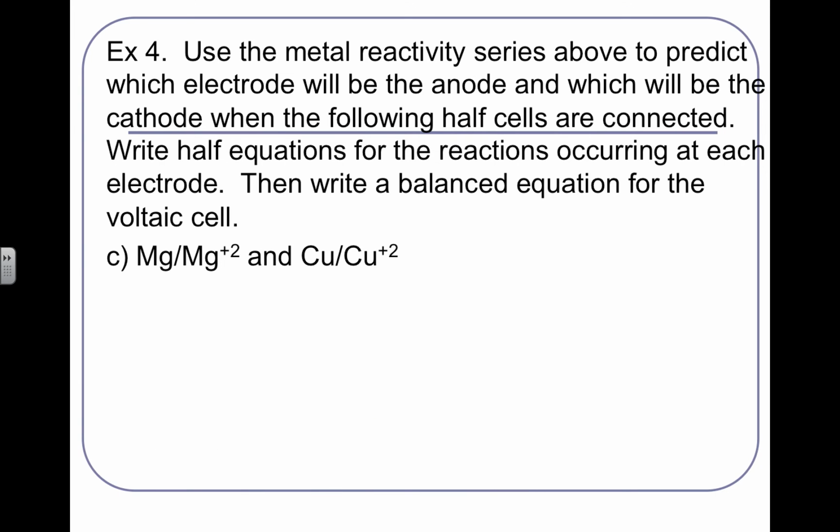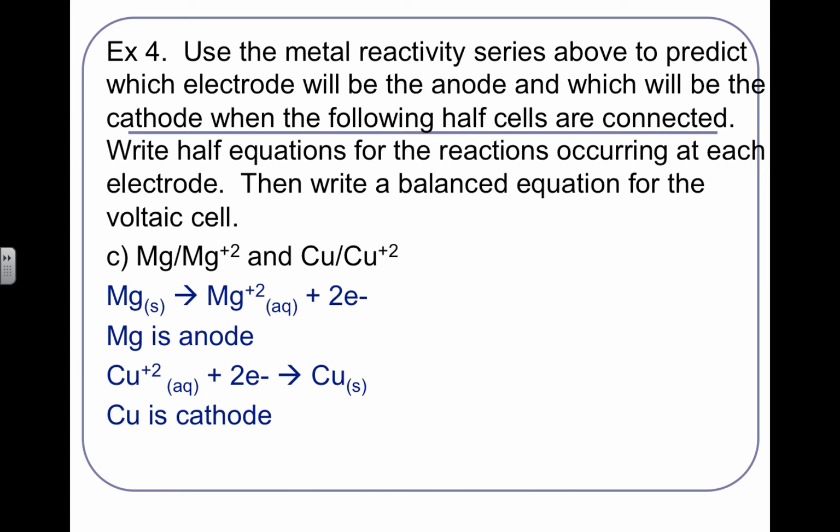And lastly, we have magnesium and copper. Again, magnesium's the more reactive. It'll be oxidized, so it's the anode. Copper's our cathode, gaining electrons. Okay, notice that on none of these, if you're dealing with a voltaic cell type question, you're not going to have to balance electrons and get all that squirrely stuff going. We take one task at a time.